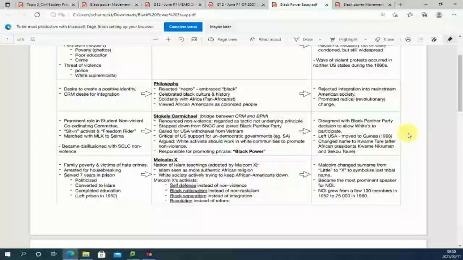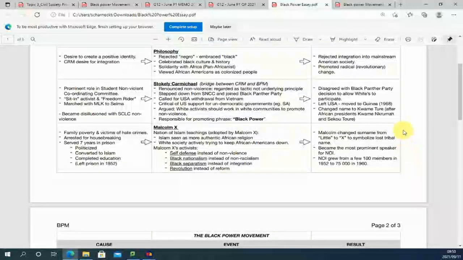Disagrees with the Black Panther Party decision to allow whites to participate, and he left the USA and moved to Guinea in 1968, changed his name to Kwame Ture after African President Kwame Nkrumah and Sekou Toure.